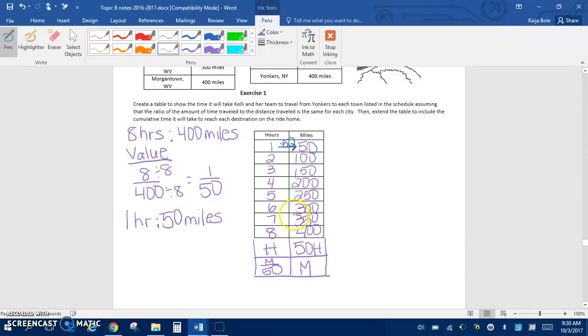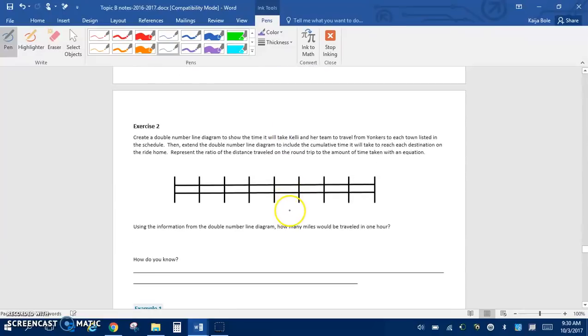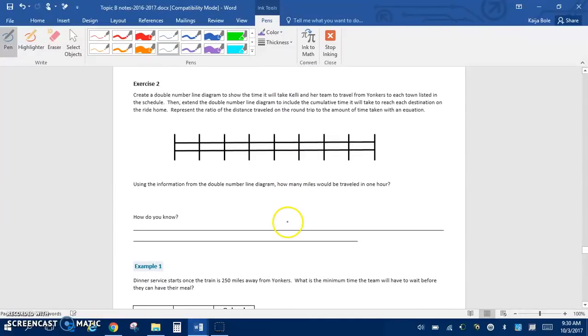So now we're going to go on to the next page, on page 17. And now it says to create a double number line diagram to show the time it will take Kelly and her team to travel from Yonkers to each town listed. So this is taking the table that we just made and putting it on a double number line. So we're going to have hours on the top, and we will have miles on the bottom. And we always start with 0 for both of them.